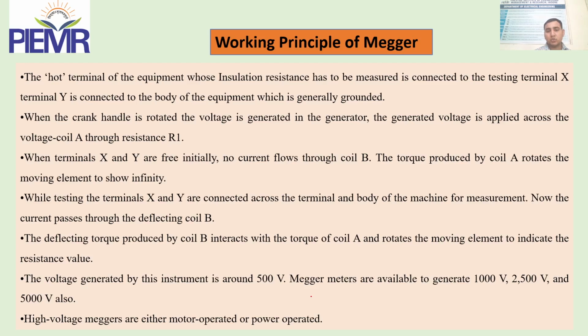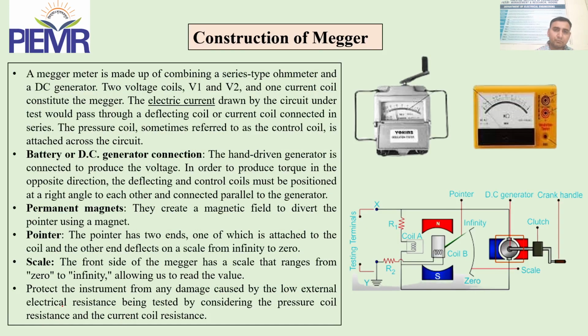As I say, voltages of maximum 500 volts, 1000 volts, 2500 volts, or even 5000 volts can be generated by this particular generator. Now, the basic construction is the same, where as I say there are two types of meggers. First, as I say, hand driven.